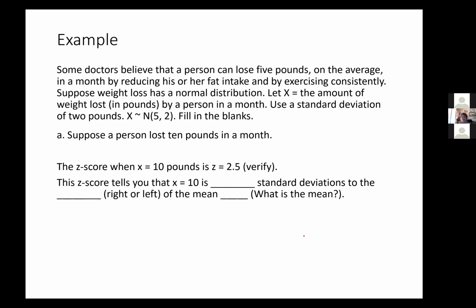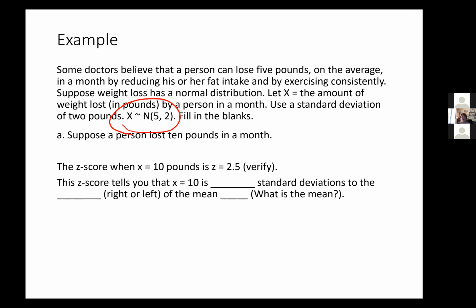So they tell us on average, if you follow this plan, you can lose 5 pounds. So the mean of this normal distribution is 5. And they tell you that the standard deviation is 2 pounds. So this is a normal distribution. The random variable, the amount of weight you lose in a month, is normally distributed with a mean of 5 and a standard deviation of 2. And that's what this is describing right there.